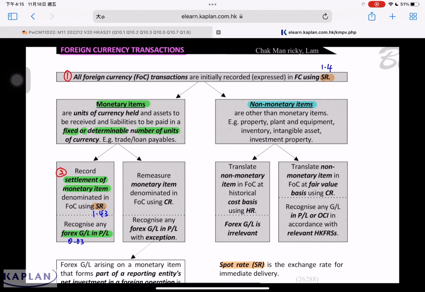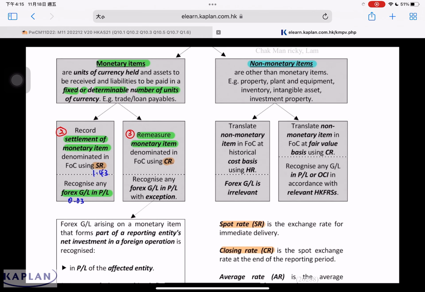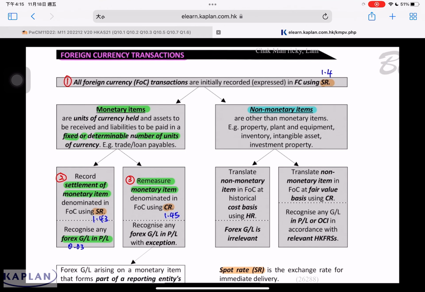If it's not settled at the end of the reporting period, we need to remeasure the monetary item at closing rate. The closing rate is the spot rate at the end of the reporting period. If it's not settled, we must remeasure the monetary item using closing rate. So assuming our closing rate is 1.45. Initially it's recorded at 1.4. Now it's 1.45. There's a difference of 0.05. These differences must be recognized in P&L.